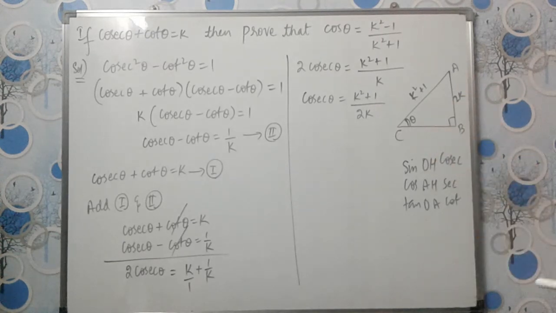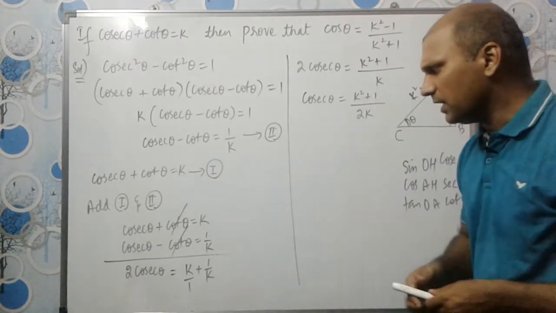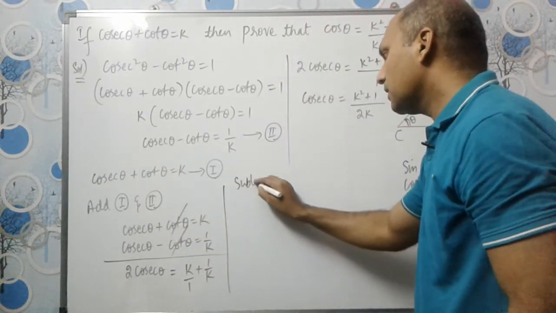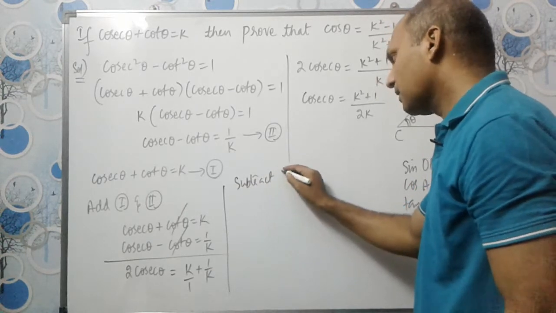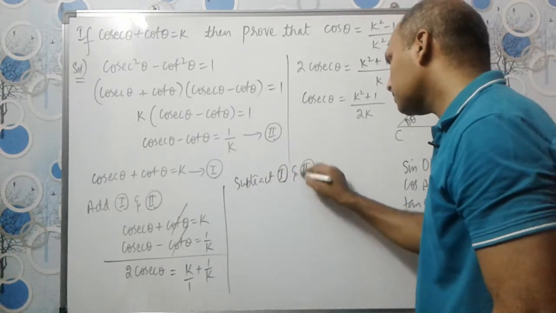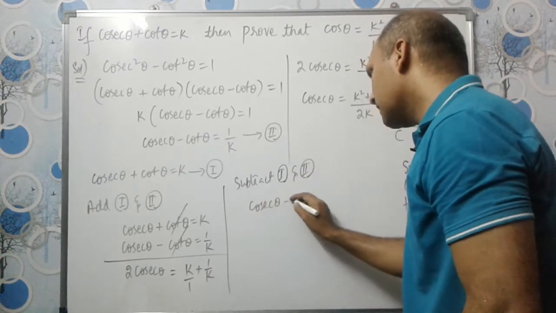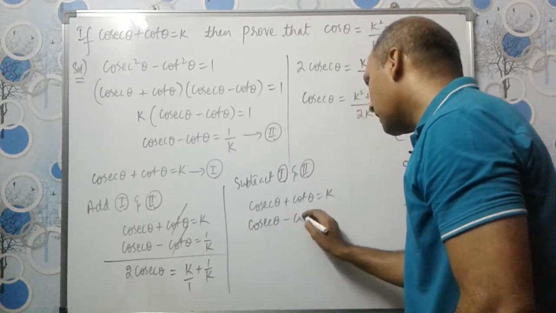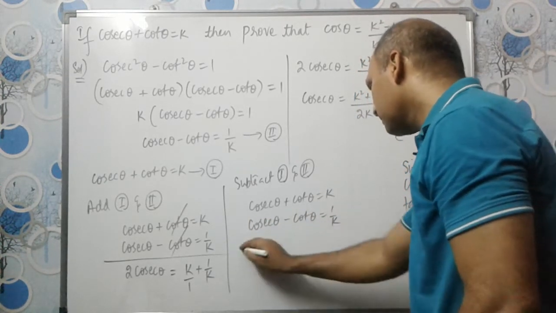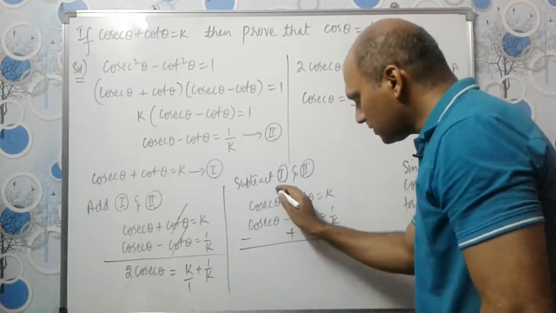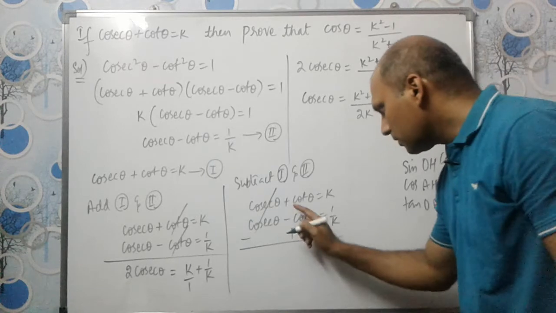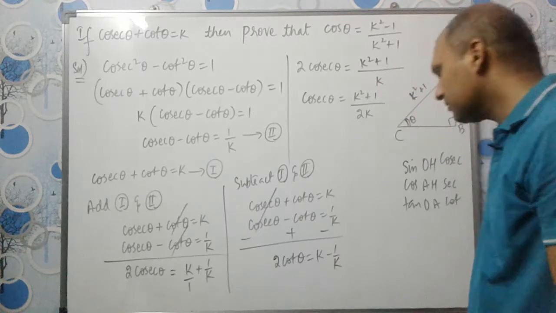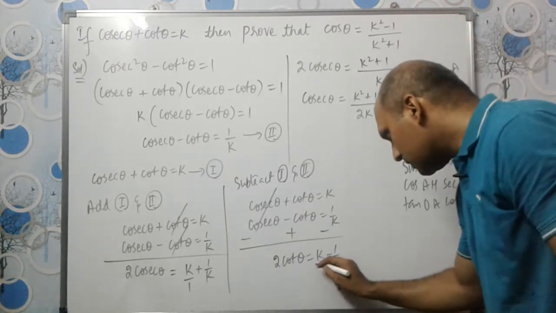We need to find the third side. We can find it using Pythagoras theorem, but that will be very lengthy. So what we'll do is, we have added, now we will subtract. If we subtract, we'll get cot. Subtract 1 and 2: cosecant plus cot equal to k, and cosecant minus cot is equal to 1 by k. When we subtract, the signs will change, so cosecant will get cancelled. Cot plus cot is 2 cot theta. This will be k minus 1 by k, and this is k by 1.